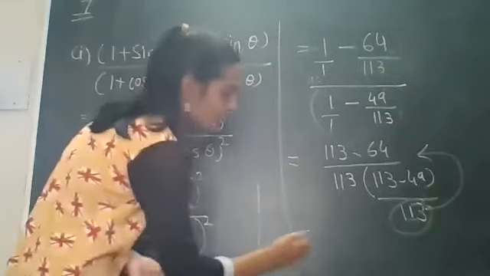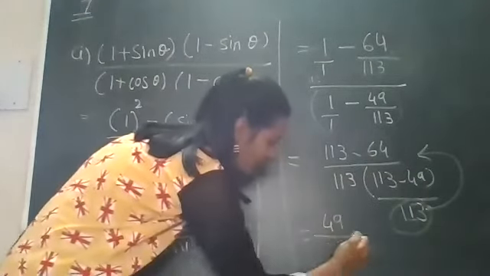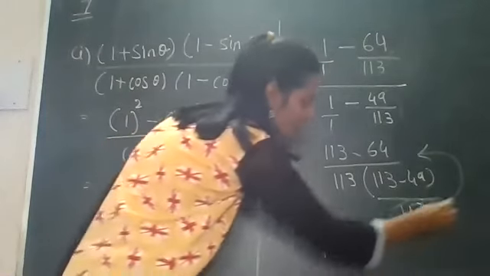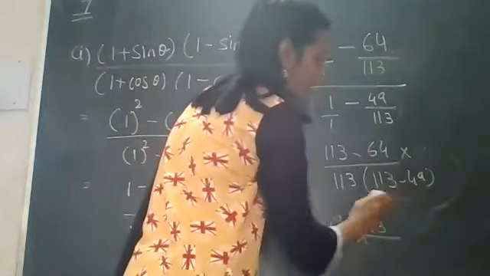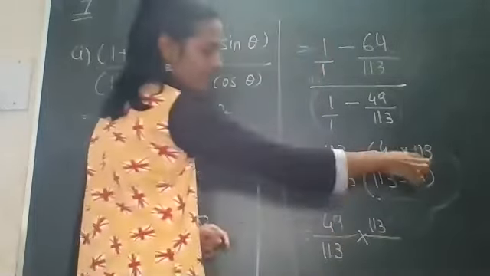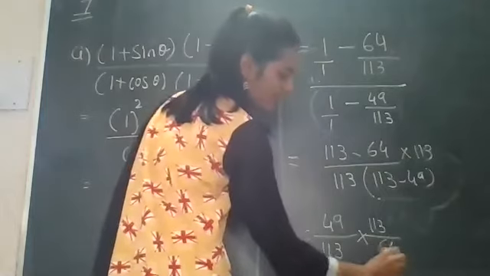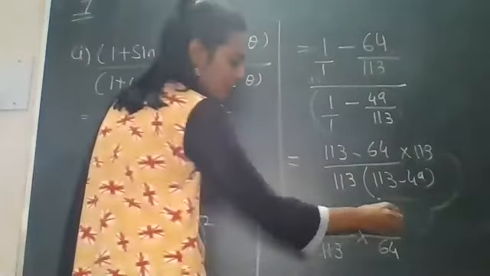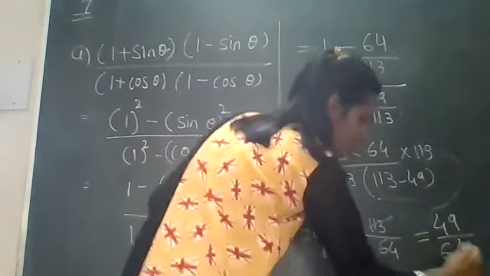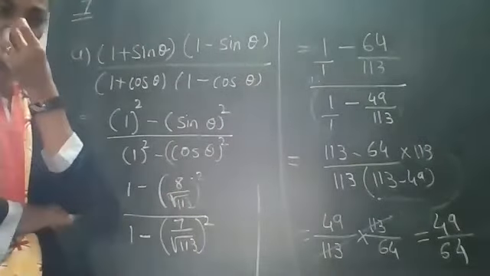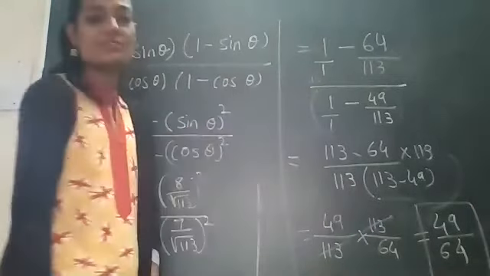Okay, so we are going ahead. 113 minus 64 is equal to what? 49 upon 113. Now this 113 goes upside, so upside it is 113. Now this 113 is written outside also. 113 minus 49 is equal to what? 64. So this 113 and 113 will be cancelled out and our answer will be 49 upon 64. This will be our answer.